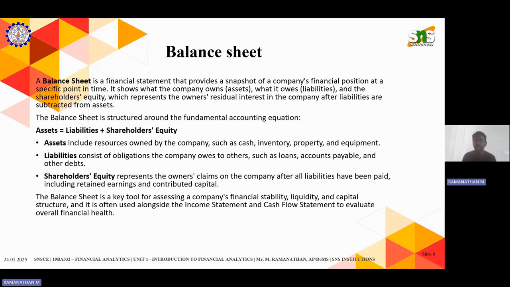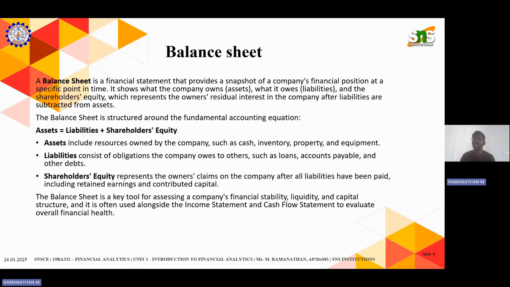So the balance sheet plays a vital role in a financial statement to analyze the financial stability or financial sustainability of a particular company. Liquidity, capital structure, how much debt, how much equity it has, everything can be learned from this balance sheet. With the help of the income statement and cash flow, we can further know the exact financial health of that particular organization.